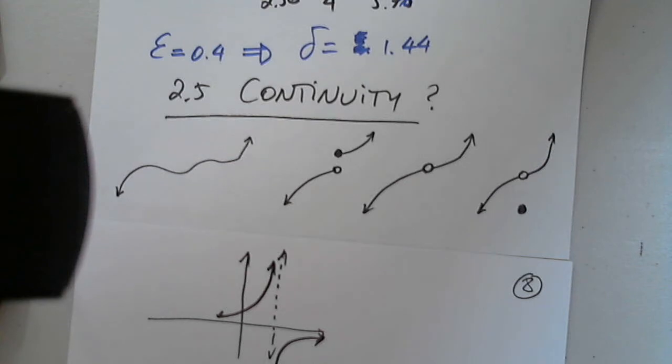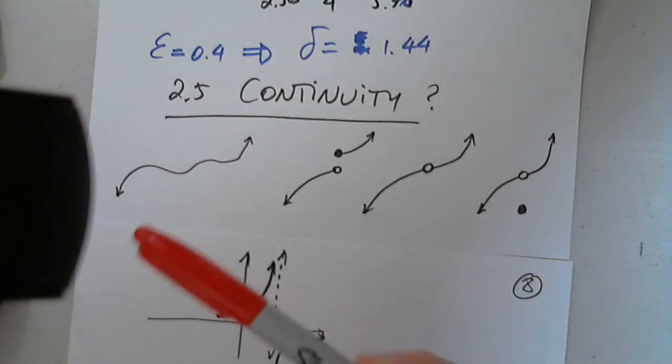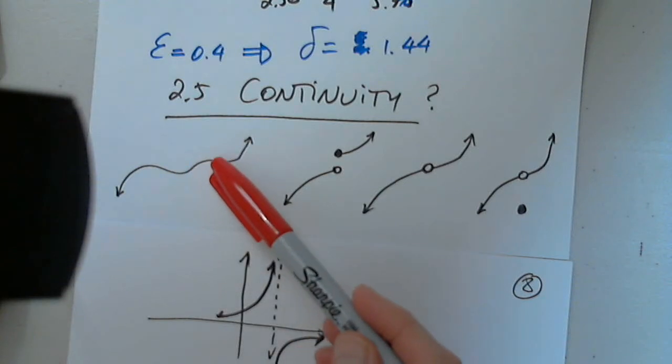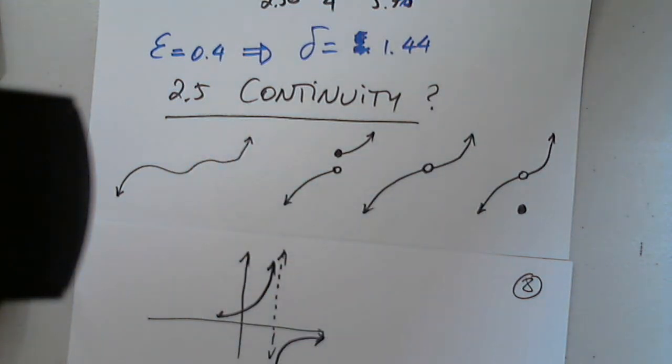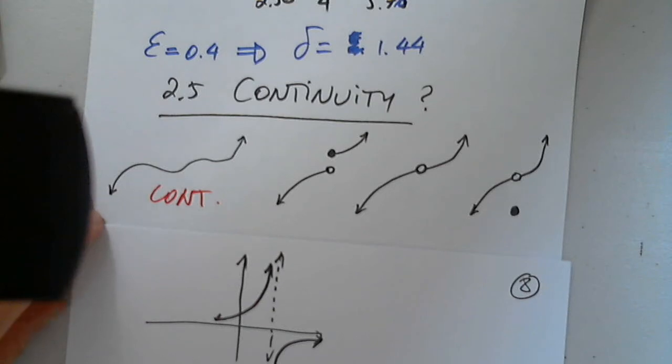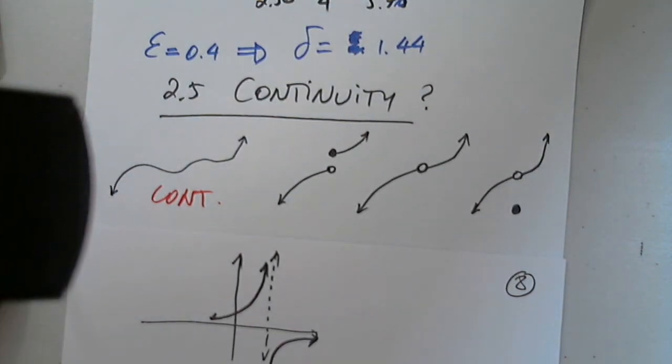So let's analyze the first graph. Can I say that this is a continuous, smooth function? Yes. Continuous, smooth function. Polynomials are like that. Exponential, logarithmic on its domain, sine, cosine.